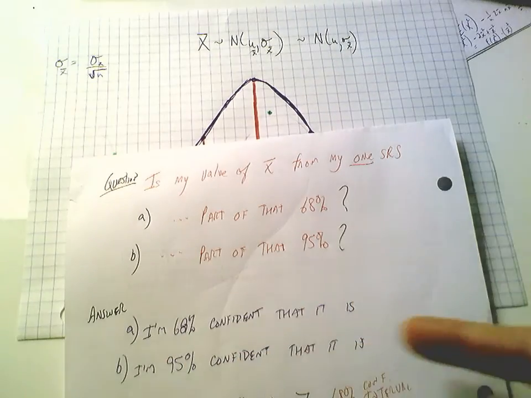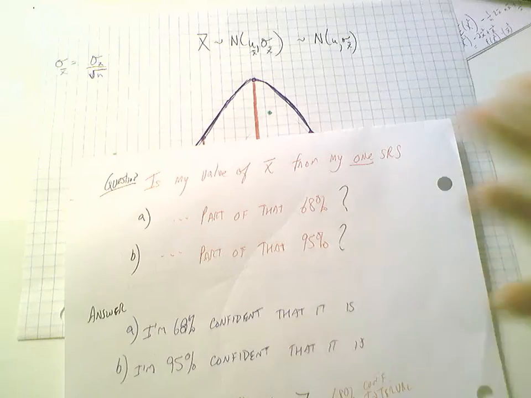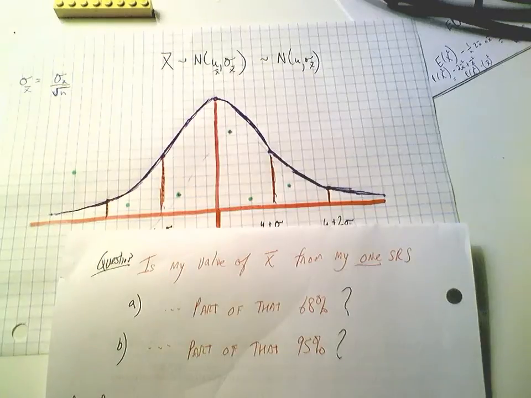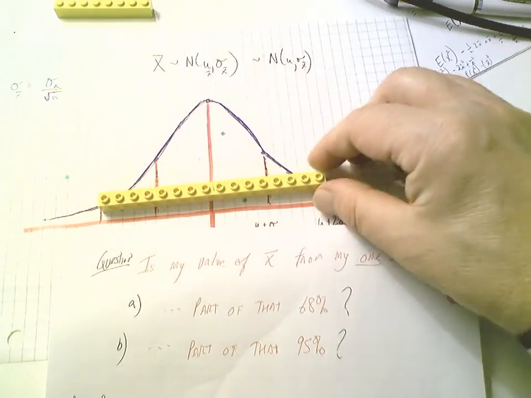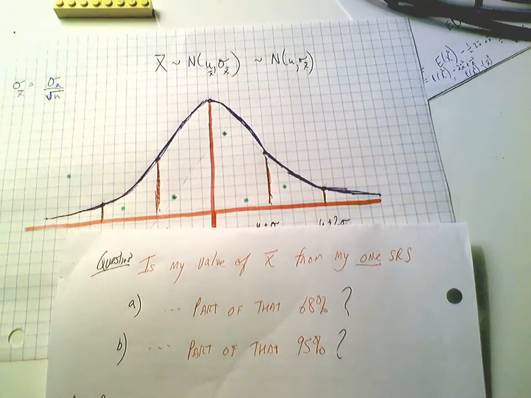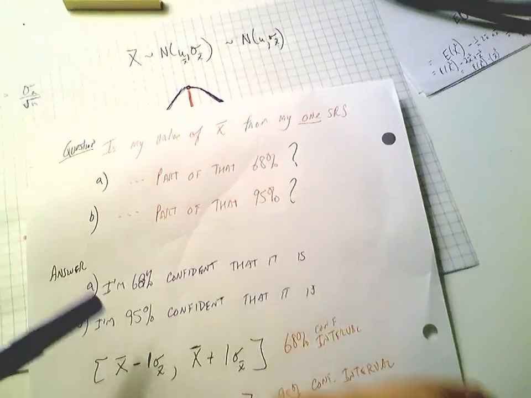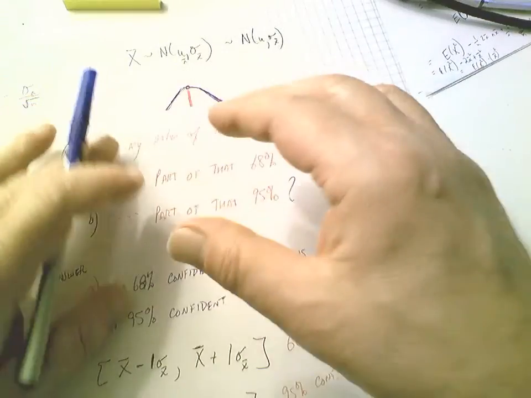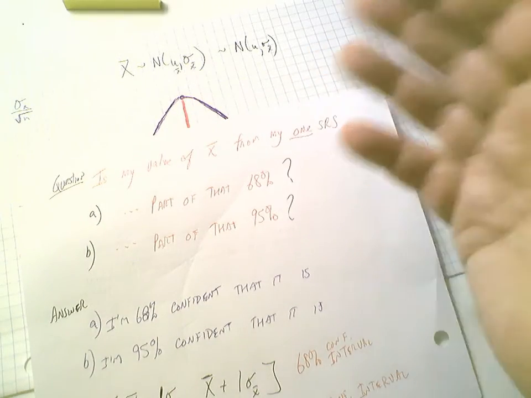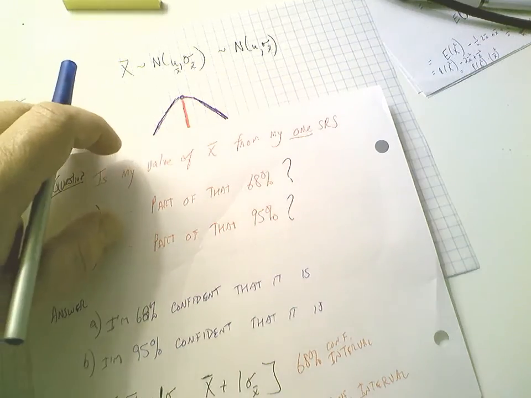I'm 95% confident that what? That my particular value of X bar is part of that 95% of all values of X bar that live in my nice little 2 Lego interval world. So, what's that mean? Well, I'm 68% confident that my value of X bar is part of the 68. That means it's what? Within 2 standard deviations of the population mean, or 95%. And so what's that telling me?